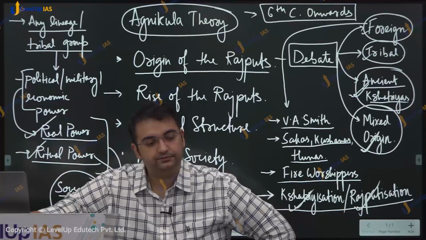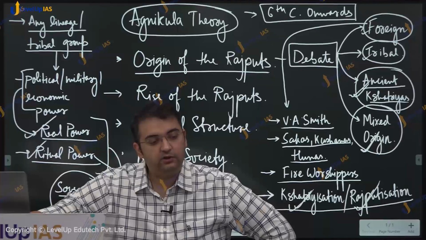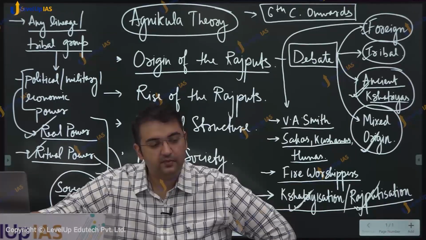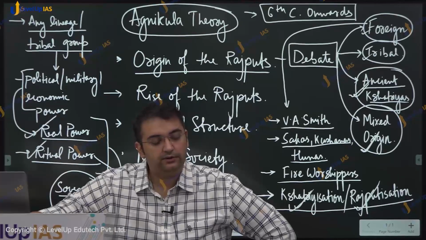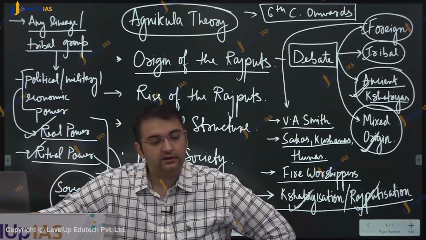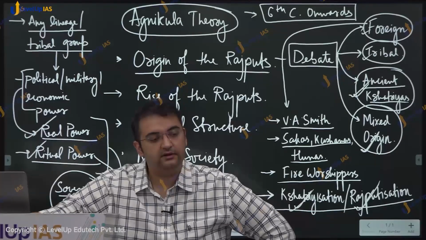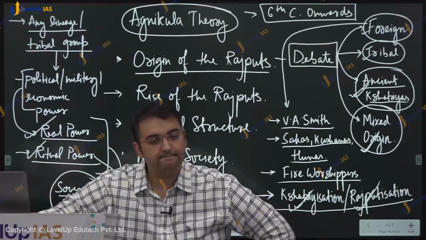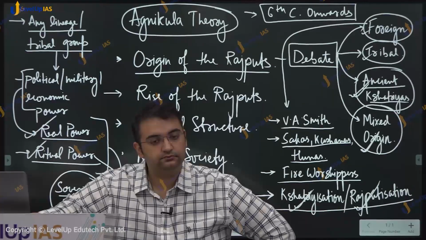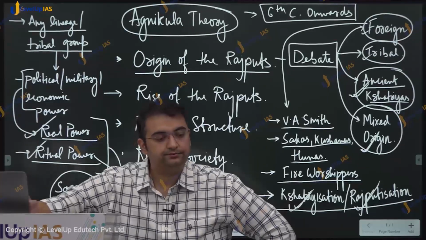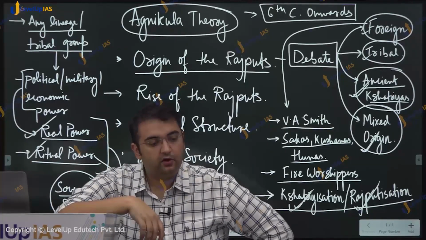The Rajputs refer to a group of powerful ruling lineages which established their control over parts of northern, central and western India during the early medieval age, and ruled for almost 500 years.